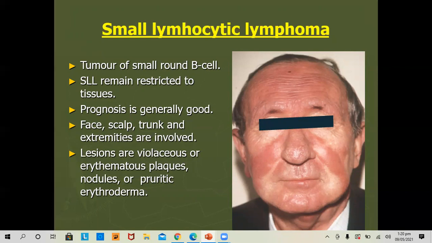Face, scalp, trunk, and extremities are involved. Lesions are violaceous or erythematous plaques, nodules, or pruritic erythroderma. So erythroderma is possible in only this type of B-cell lymphoma.